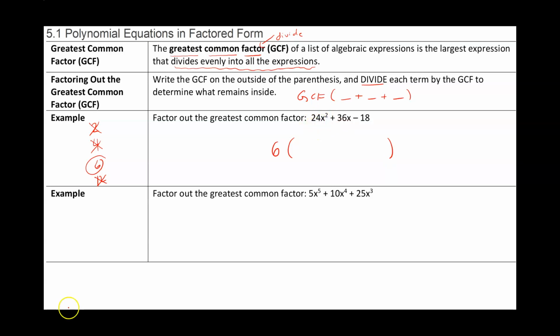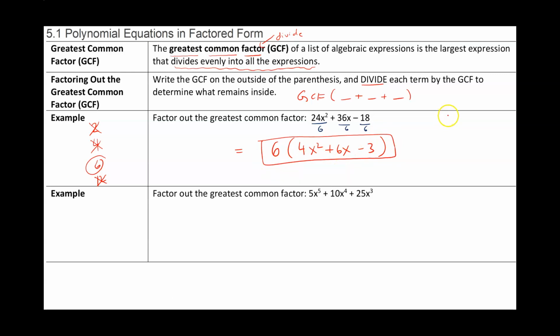Let me do it in a different color. So once you have your GCF, that goes on the outside. Now, to figure out what's left over inside, we divide each of these by 6. So 24 divided by 6 is going to be 4x squared. 36 divided by 6 is going to be 6x. And 18 divided by 6 is going to be 3. So this is our factored form. Now let's see if this is correct.